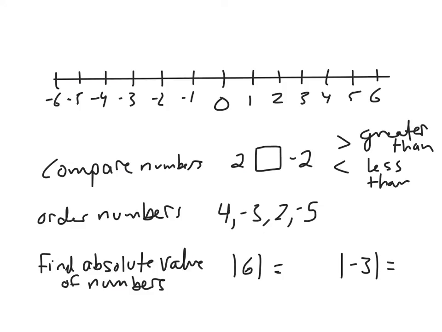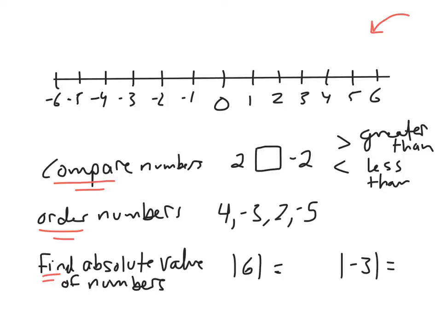So let's take a look at what this target wants us to do. It wants us to compare numbers, put numbers in order, and find or determine absolute values of numbers. It might be helpful for you to draw a quick number line in your notebook as a visual aid to help you do this, or maybe you could look around in your classroom. I bet there's a number line somewhere on the wall.